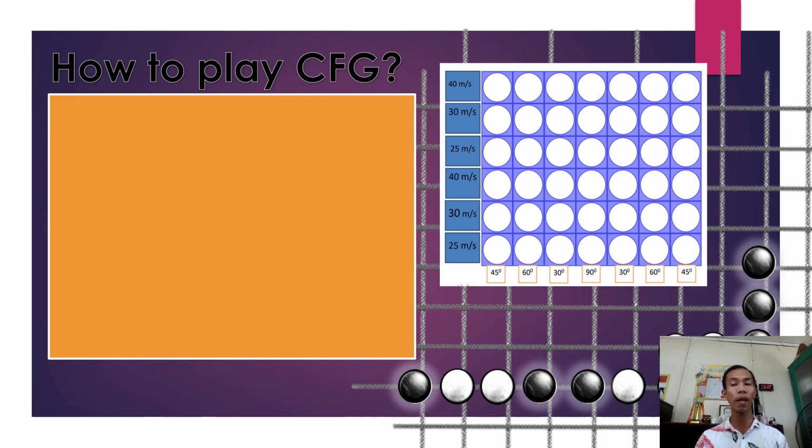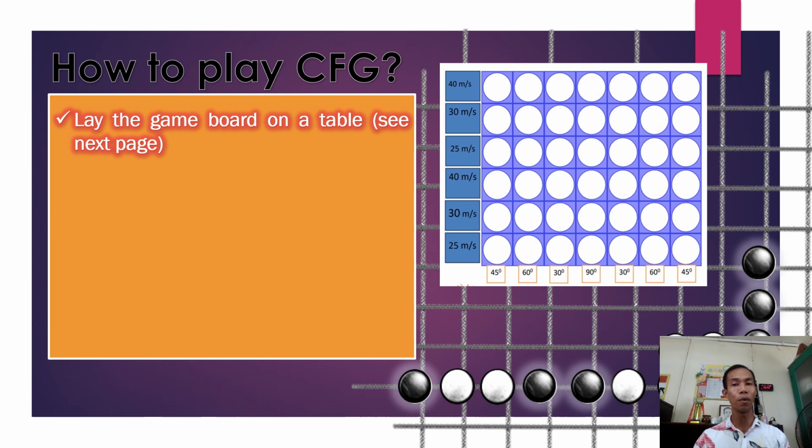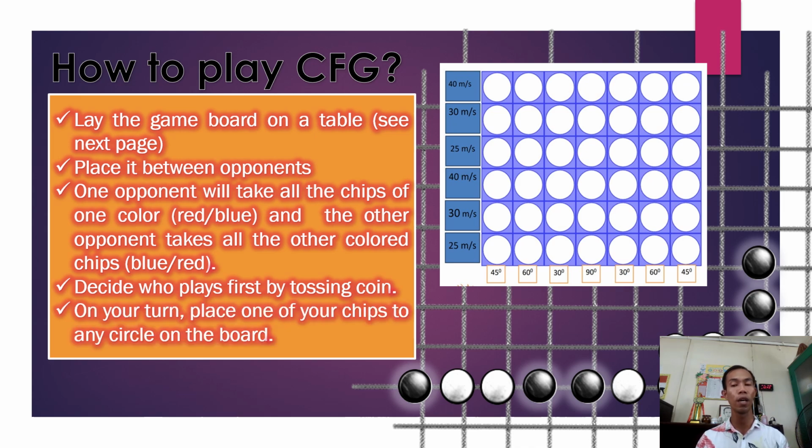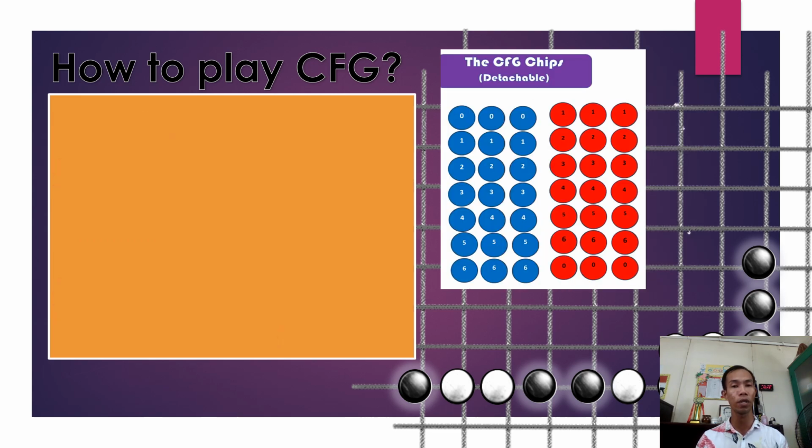How are you going to play the Connect 4 game? Here is our board. Lay the game board on the table. See the next page. Place it between opponents. One opponent will take all the chips of one color, red or blue, and the other opponent takes all the other colored chips, blue or red, and decide who plays first by tossing a coin. And on your turn, place one of your chips on any circle on the board.